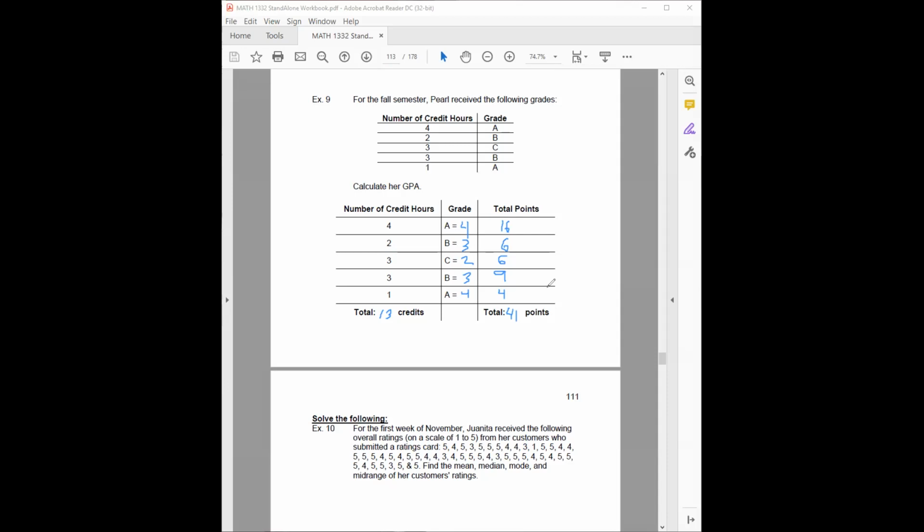Okay. So her GPA should be, that's the worst G I've ever written. Oh, dang it. G. It's going to be the total points divided by the number of credits she got. I'm getting a 3.07. So she has about a 3.07. I guess.